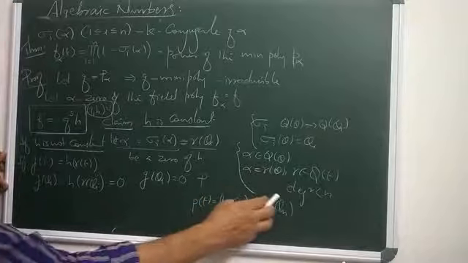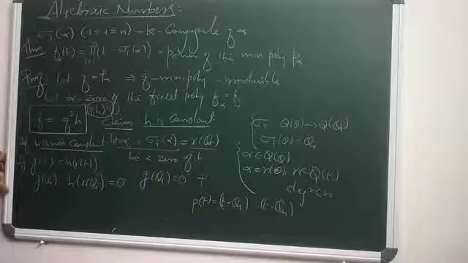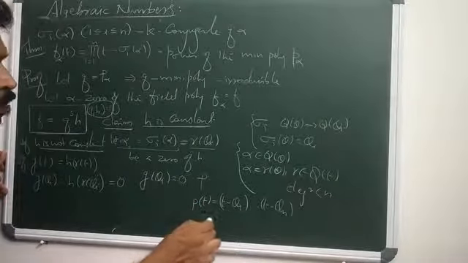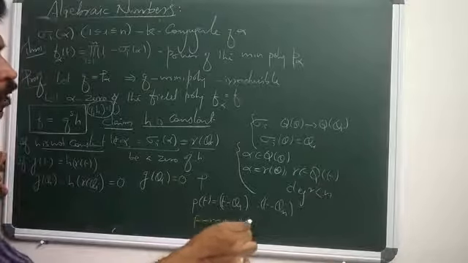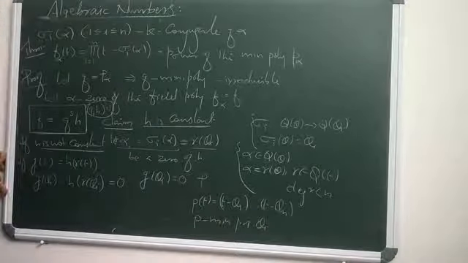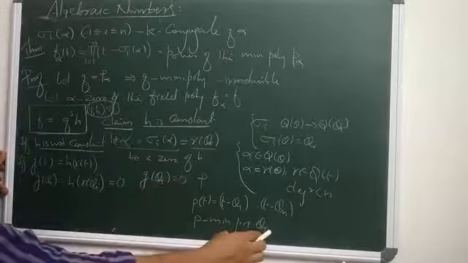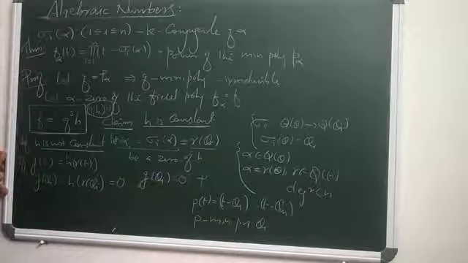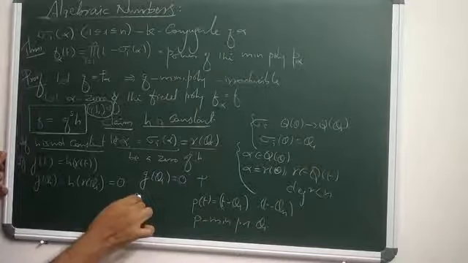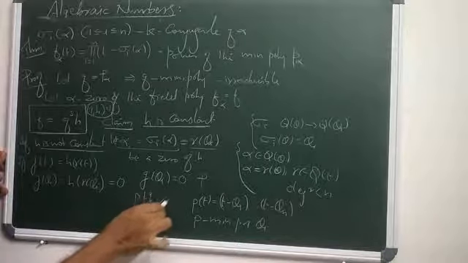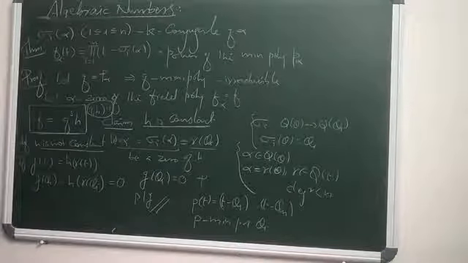So p is a minimal polynomial of theta over q. So clearly this p is a minimal polynomial of theta I, and g of theta I equals 0. So that means p must divide g. That is, g of theta equals 0.